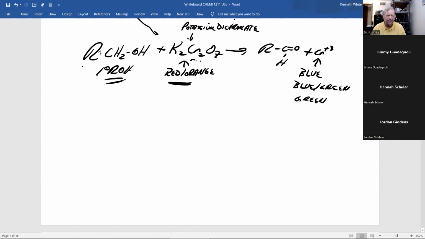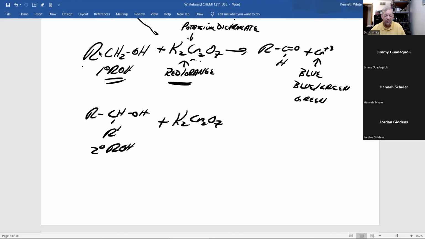Now, if you take a secondary alcohol and oxidize it with potassium dichromate, which you can, again, it's red-orange, and now you'll get a ketone plus the chromium +3 complex. And again, it's these colors: blue, blue-green, or green.